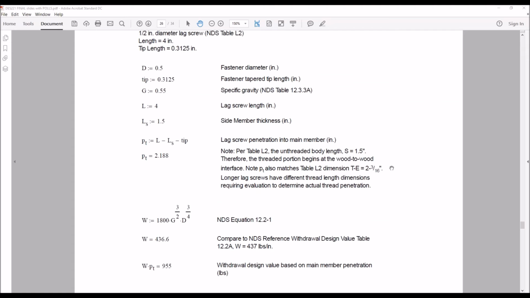And if you can be assured that all of your threads are included in the main member, then that's the value that you'll use. But if you're not sure, if, for example, you have a really thick side member and you're not sure where all the threads will be, your main member thread penetration might be less than that T minus E value. So you do need to pay attention to your fastener geometry, your connection geometry, where the threads start and stop, and where that is in relation to your shear plane.